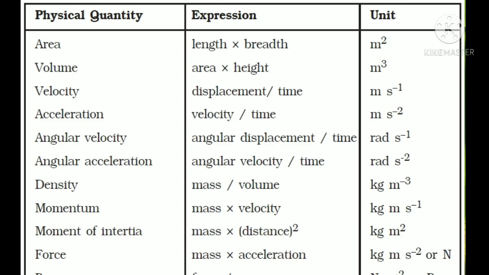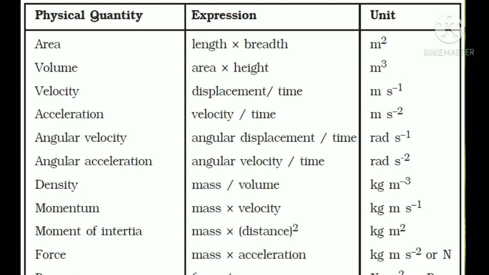Now we are going to see some of the derived quantities, their expressions and units. First one, area. Area expression is length into breadth. The unit of length is meter and breadth is also a length only. So meter into meter, meter square. Next one, volume. Volume expression is area into height, otherwise length into breadth into height. Everything is measured by a length only. So meter into meter into meter, meter cube.